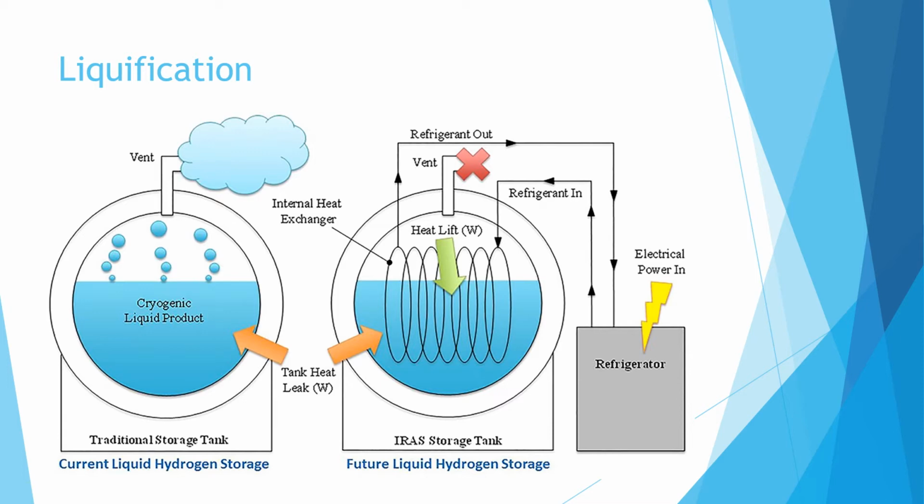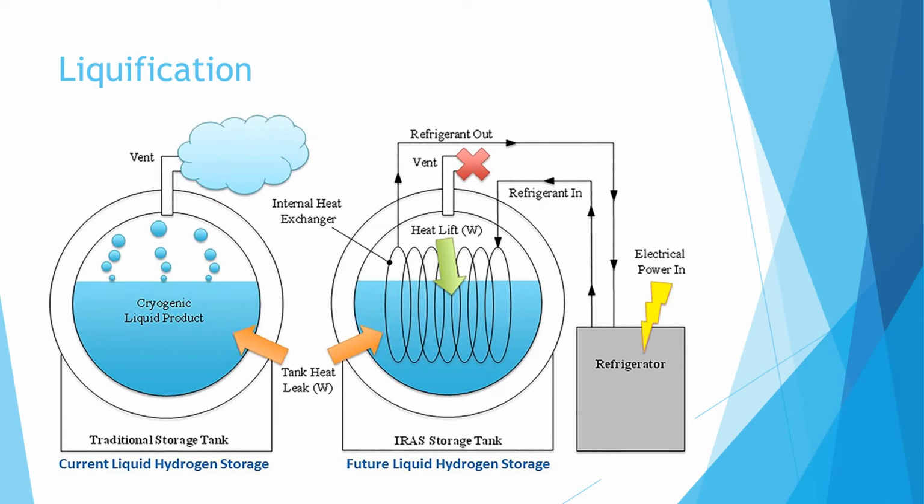In the picture, hydrogen is stored in this way, where this is the cylinder, this is a vent, and the cryogenic liquid product will be stored here.